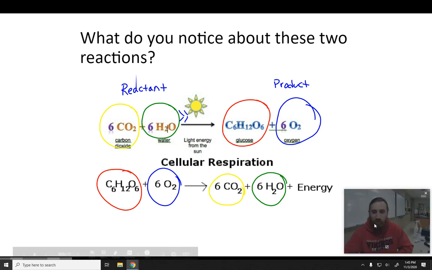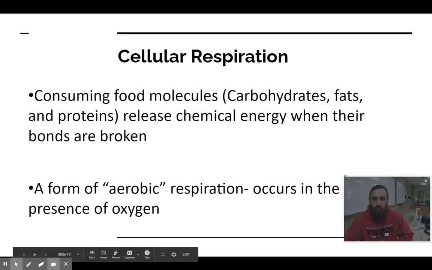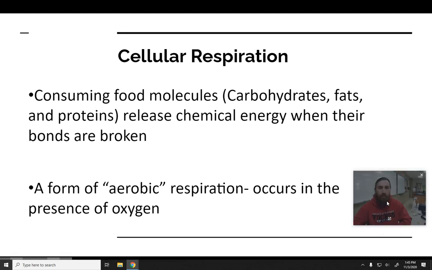Now let's move on just a little bit. Let's give you guys a couple more notes so you guys can have them down. There we go. So cellular respiration is consuming food molecules. So we're consuming carbohydrates, our fats, our proteins, and releasing chemical energy when the bonds are broken, okay? So every time we break bonds, we're releasing energy. You guys got that.